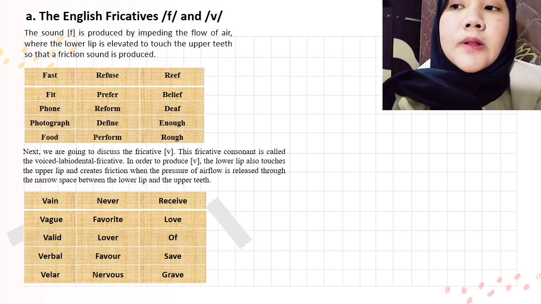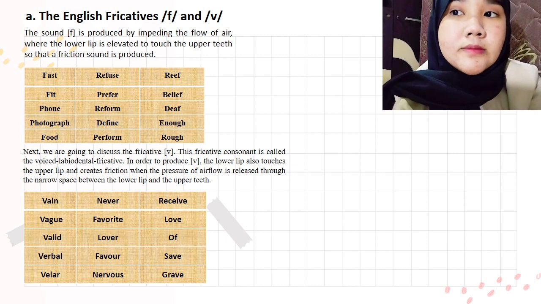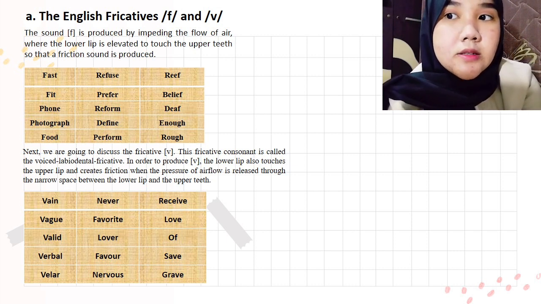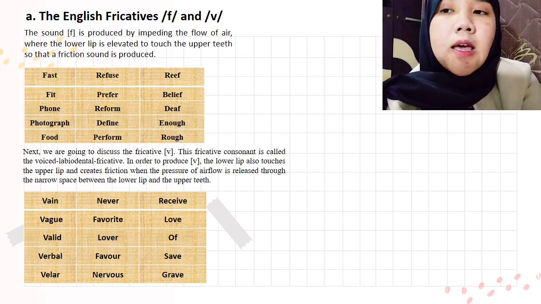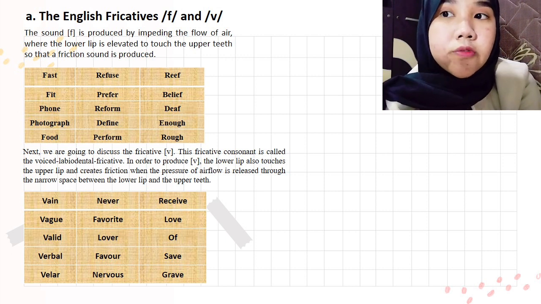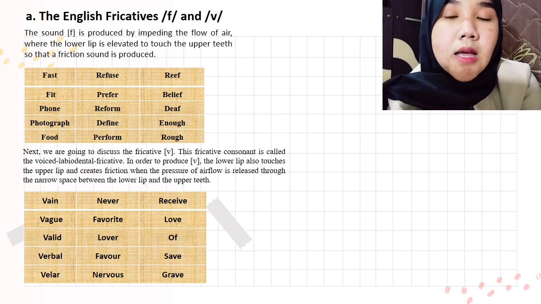Beginning examples are vein, vague, valid, verbal, velar. In the middle of the word are never, favorite, lover, favor, nervous. And at the end of the word are reserve, love, of, save, grave.